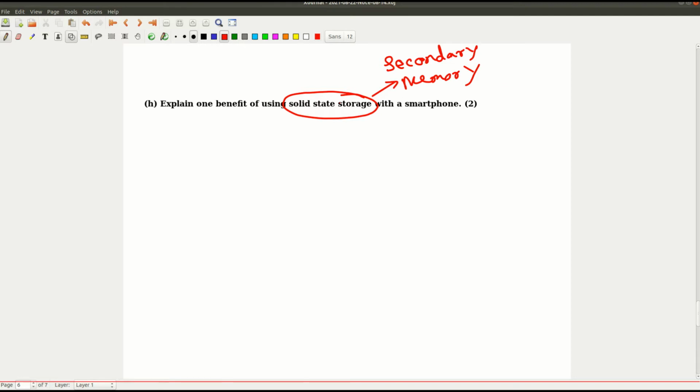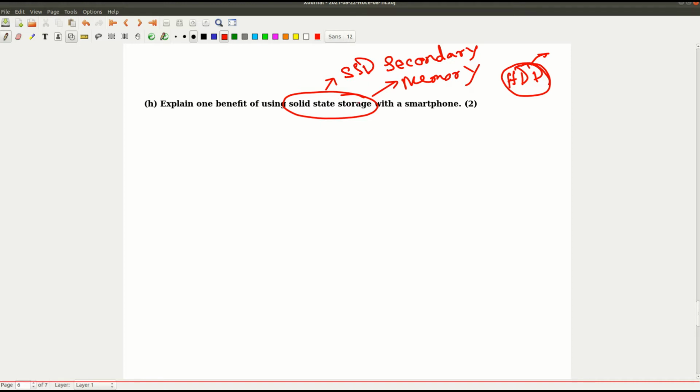This is the latest version, solid state storage. Before, it was HDD, which is hard disk drive. This one has a moving part, and it takes a lot of space, and it is also quite slower. That's why the new one is coming. It's solid state storage. Like in our latest devices, you will see SSD. In short, it is called SSD.